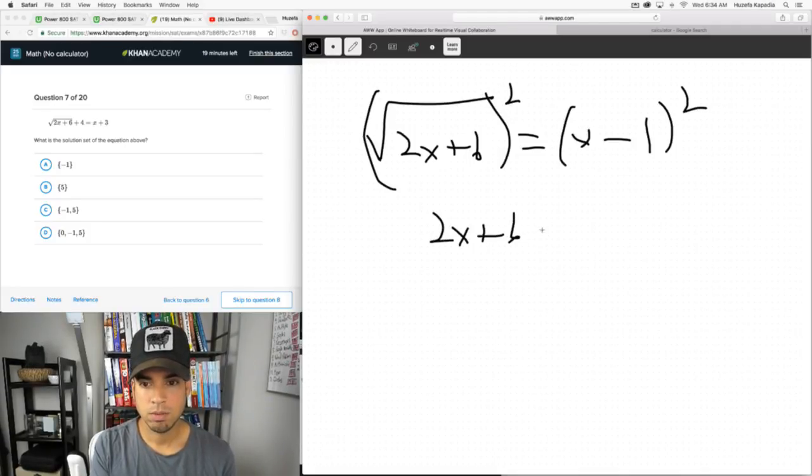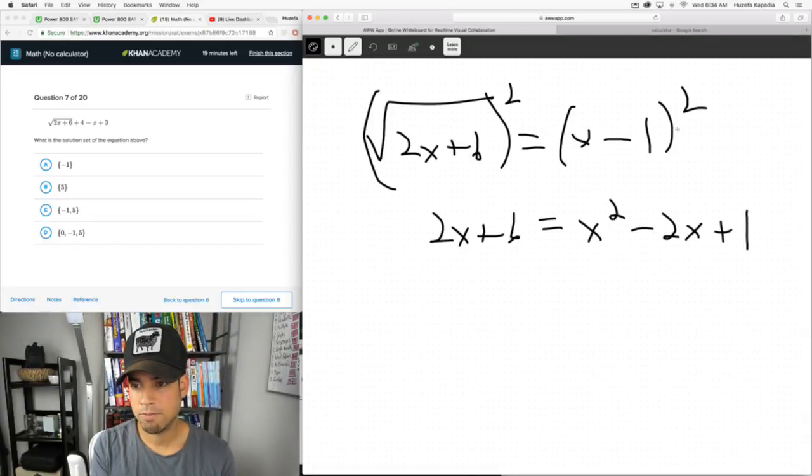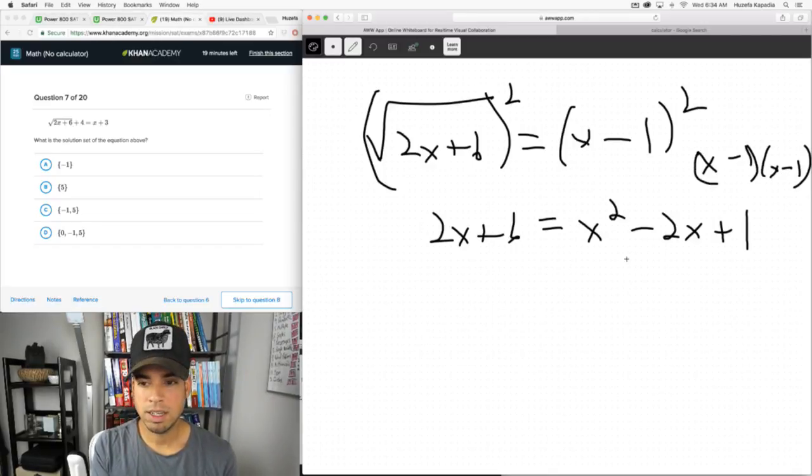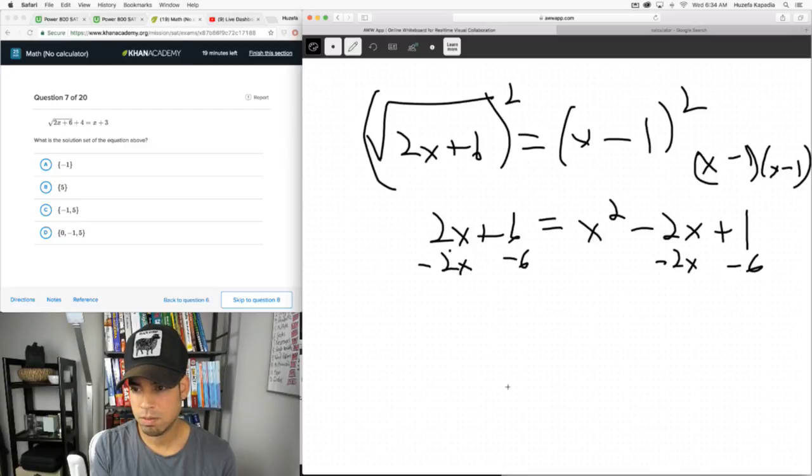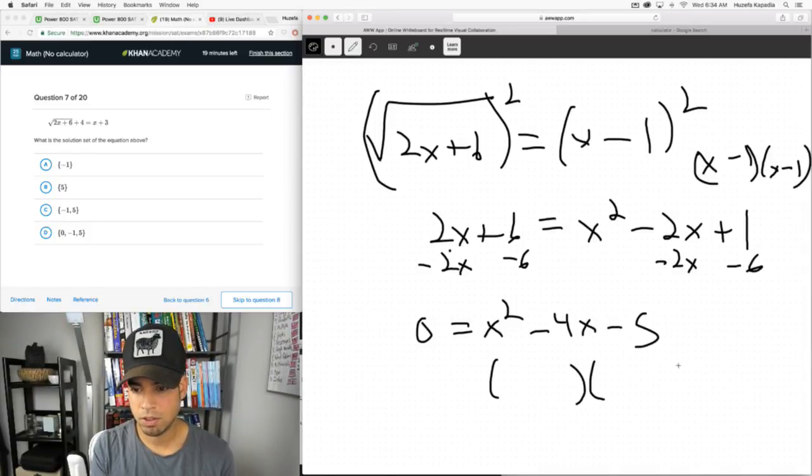2x plus 6 equals x squared minus 2x plus 1. I'm foiling, just x minus 1 times x minus 1. That's what this is. And now let's get everything on one side and equal to 0. So I'm going to move all these over, minus 2x and minus 6. Now we have x squared minus 4x minus 5 equals 0. And then I'm going to factor.